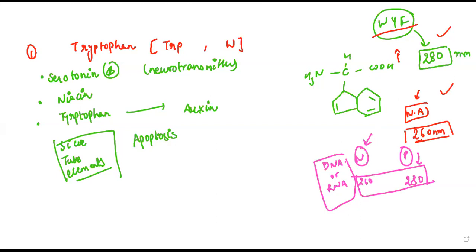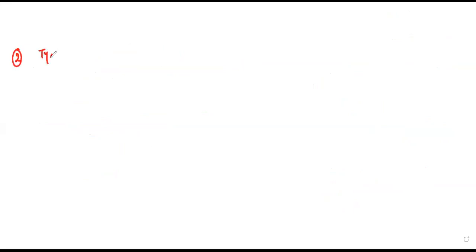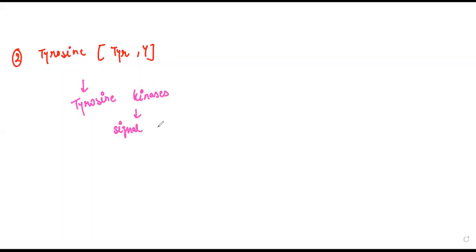Next amino acid that we have is tyrosine. Three-letter code is TYR, and single letter code is Y. When you do signal transduction in cell biology, you will hear this name again and again, tyrosine kinases. They function as receivers of phosphate groups that are transferred by protein kinases, and they are involved in the signal transduction process.